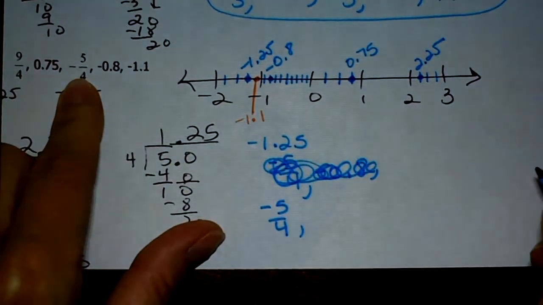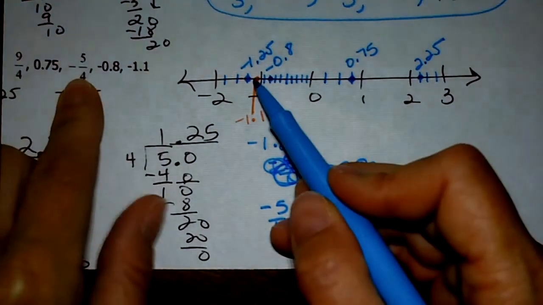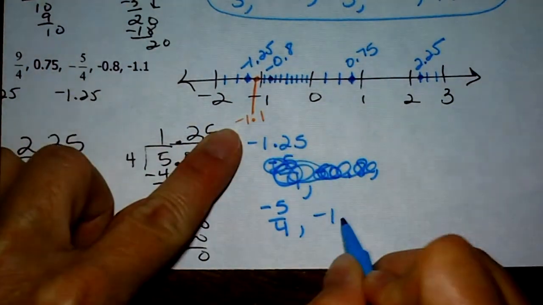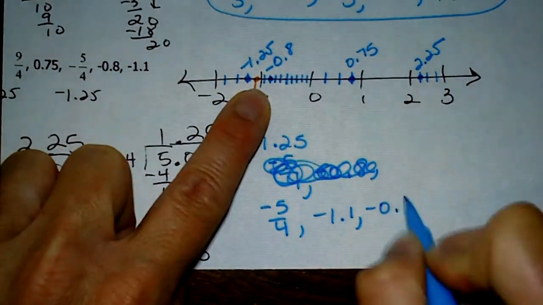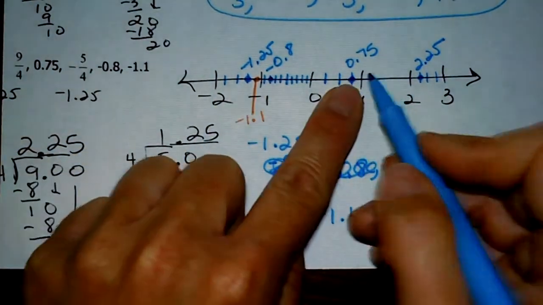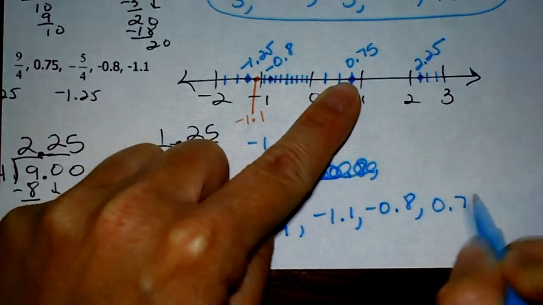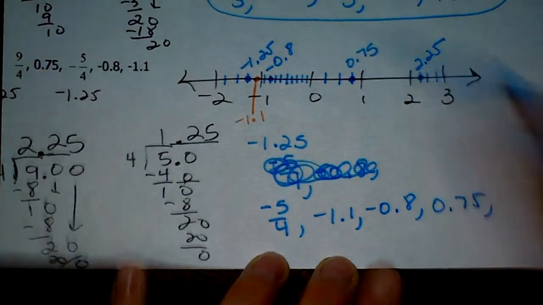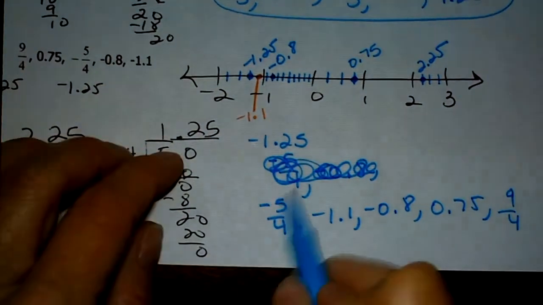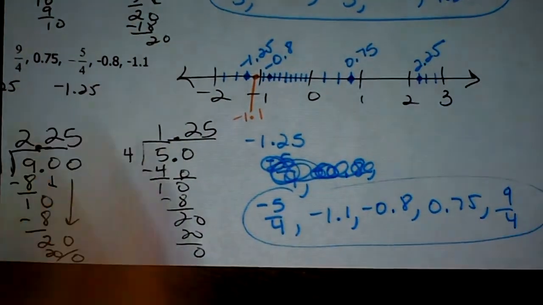I don't know if you'll have scribbles too. You can probably erase it. Then I have -1.1. Then I have -8/10. Then I have 0.75. And last, in my original data set, it's not 2.25, it's 9/4, so I'm going to write it as it was originally, as 9/4. Piece of cake, right?